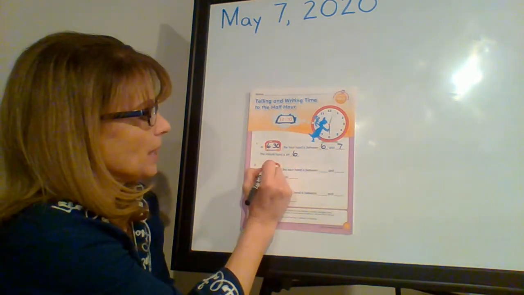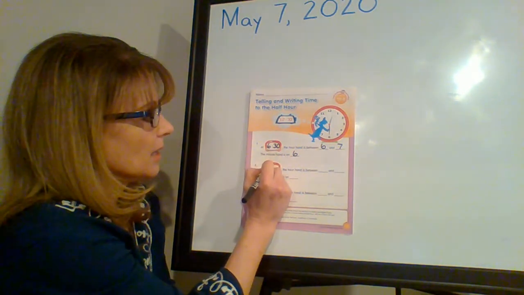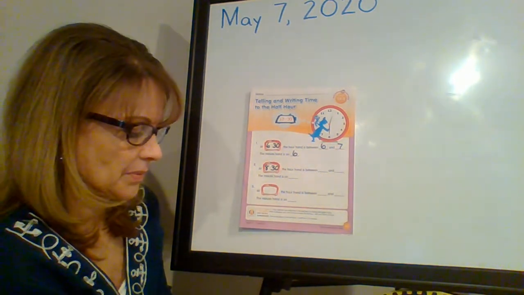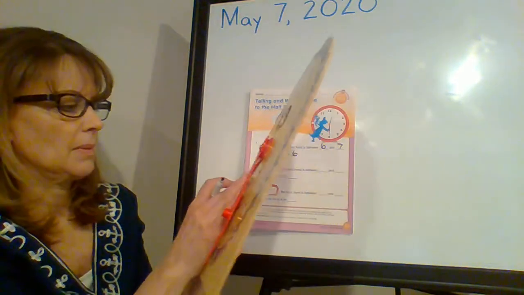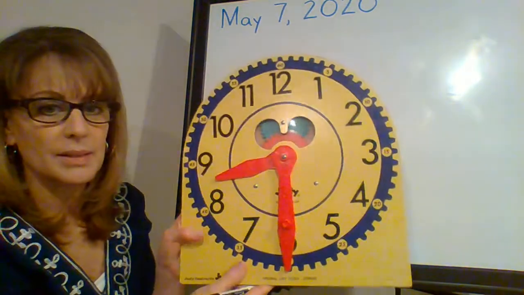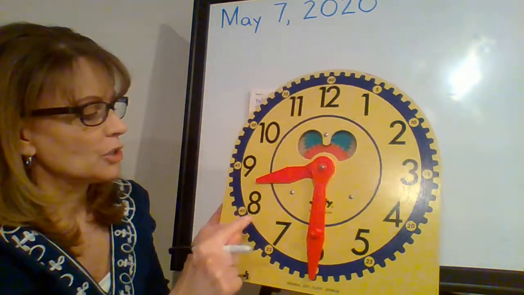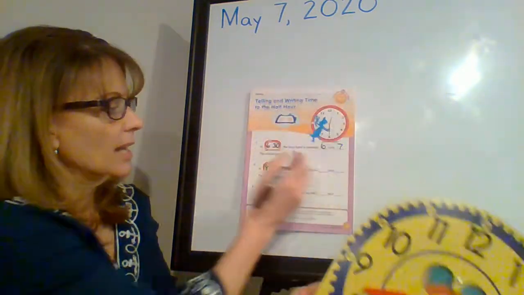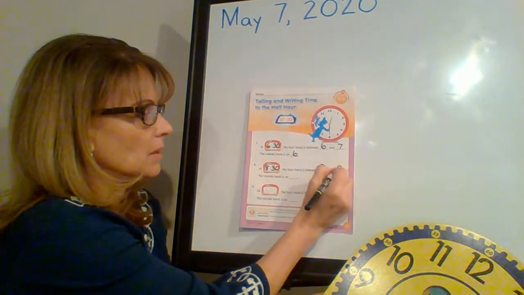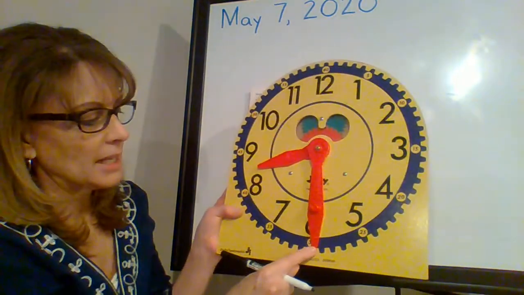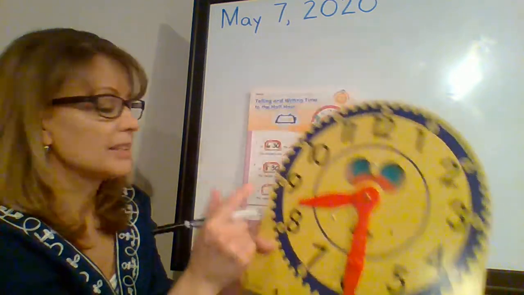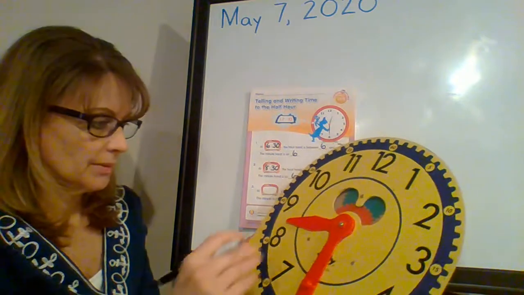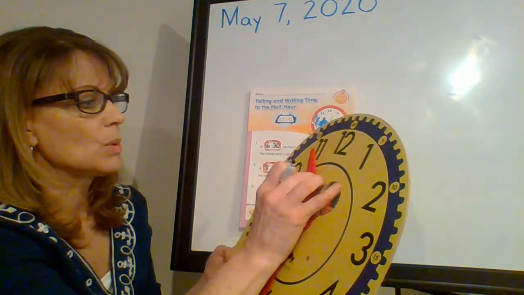How about if I make this say 8:30? Okay, do you see this is 8:30? So the hour hand is between 8 and 9, and the minute hand is on the 6. Very good. How about we'll do one more?